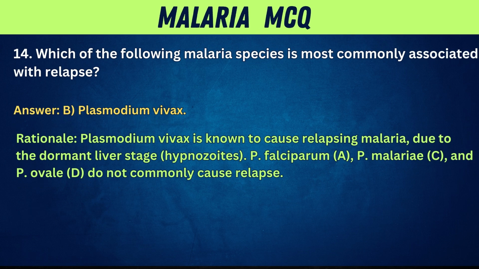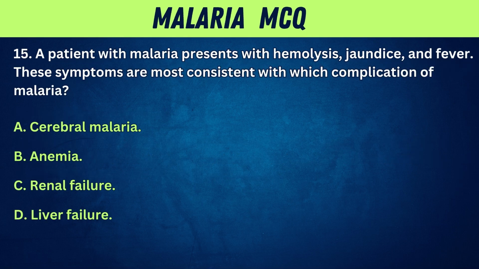Answer: B. Plasmodium vivax. Rationale: Plasmodium vivax is known to cause relapsing malaria due to the dormant liver stage, hypnozoites. P. falciparum, A, P. malariae, C, and P. ovale, D, do not commonly cause relapse. 15. A patient with malaria presents with hemolysis, jaundice, and fever. These symptoms are most consistent with which complication of malaria?